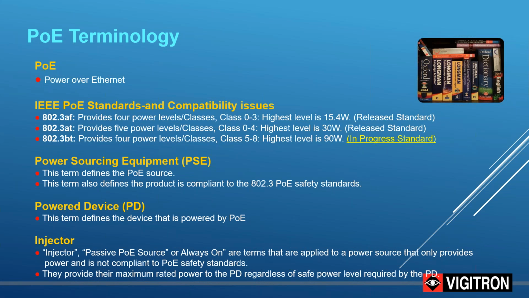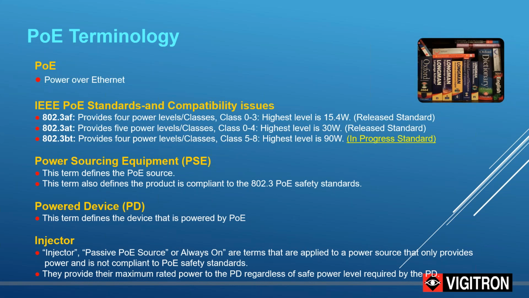802.3at provides 5 power levels, again incorporating the first 802.3af 4 levels, adding another one, for which the highest power level is 30 watts, and that's a released standard. BT is somewhat of a mystery at this point because it involves different power levels ranging from what we call class 5 to class 8, all the way up to approximately 90 to 100 watts, but it's a standard that's in a state of flux right now.